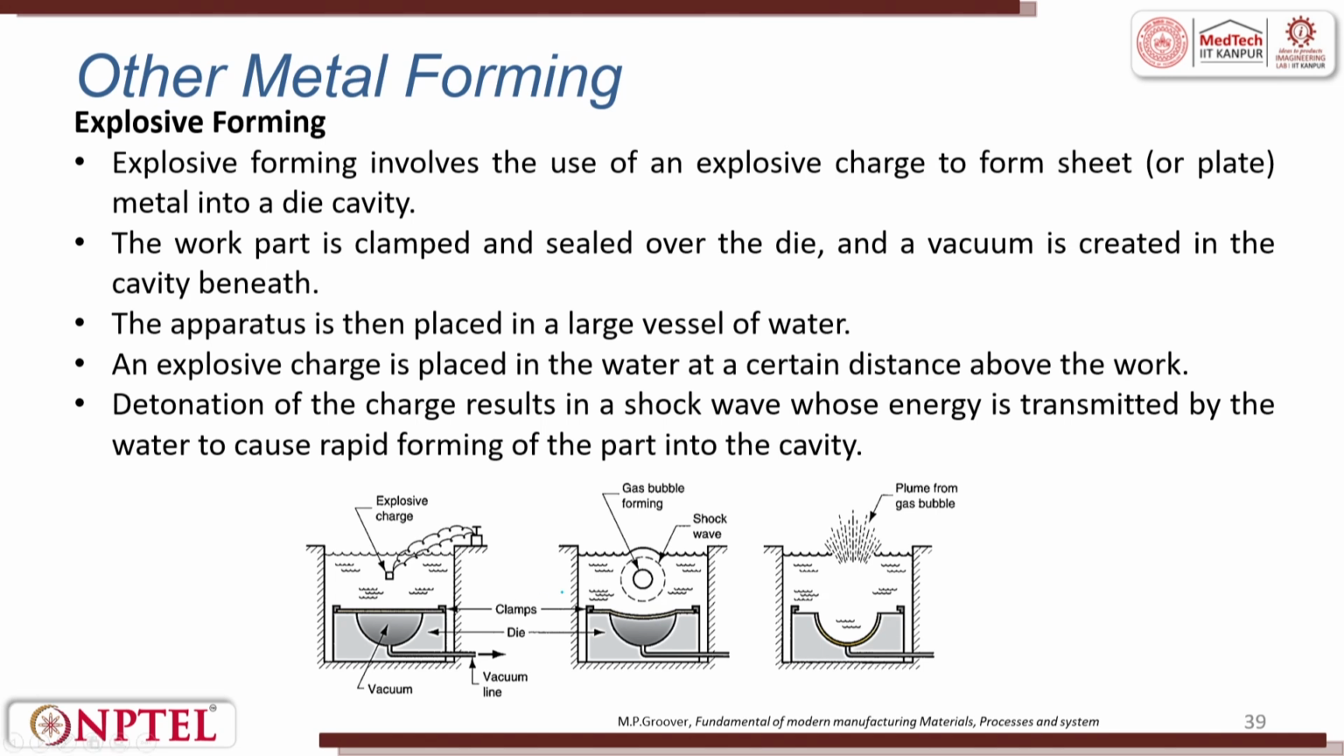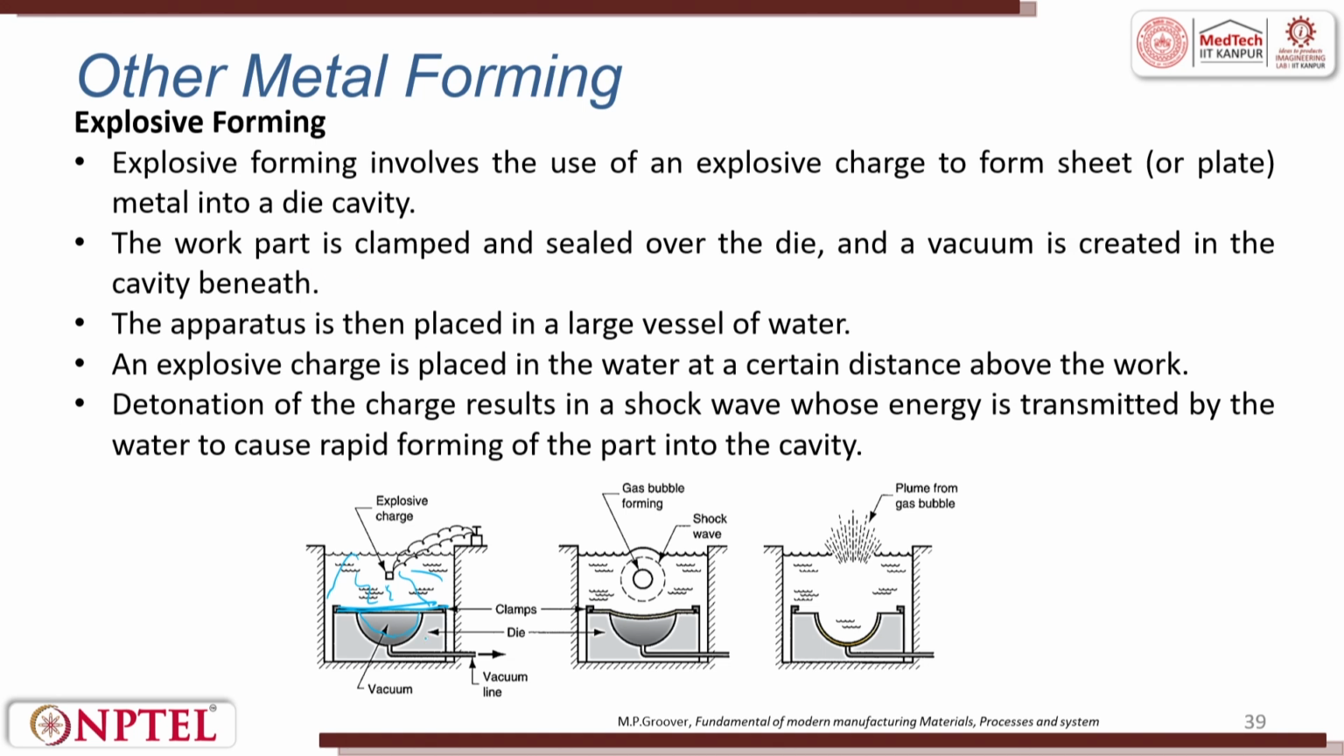Explosive forming. In explosive forming, it is very simple. We have a sheet which is placed against a die. Then we have an explosive material, and we explode it. When the explosive material is exploded, it creates a lot of shock waves. These shock waves are used to form the sheet against the die. Many dissimilar joinings of sheet metal, if you want to have bimetallic metals, we do by explosive forming. So, explosive forming involves the use of an explosive charge to form a sheet metal into a die cavity.